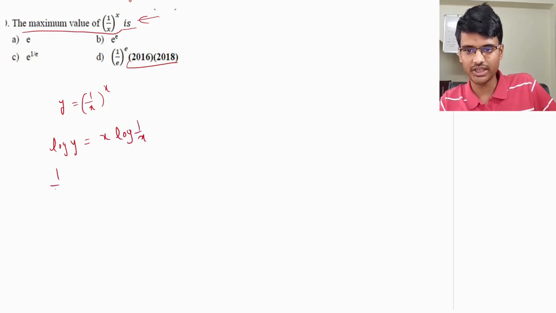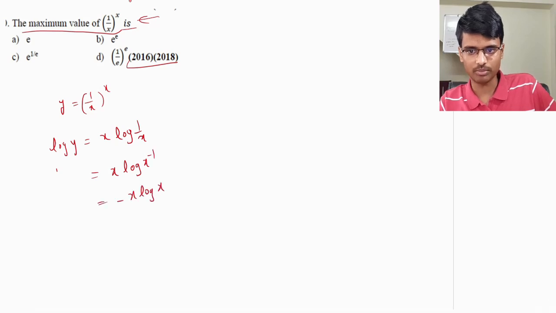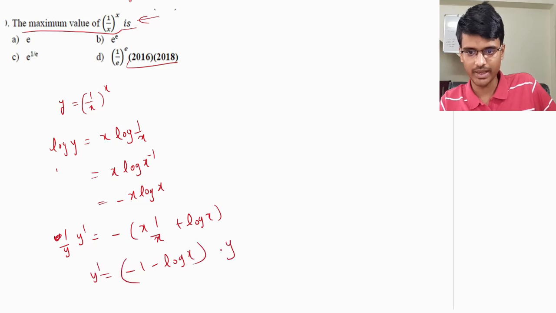So differentiating, what do I get? 1 by y, y dash. Here I am applying the product rule. So here I'll use a trick. I can write x log 1 by x as log x power minus 1, and this will become minus x log x. So it will be easy for me to differentiate. Now differentiating on both sides, I get 1 by y, y dash, and here I'll apply the product rule, 1 by x log x, right? I'll get minus 1 minus log x, so y dash is that into y.